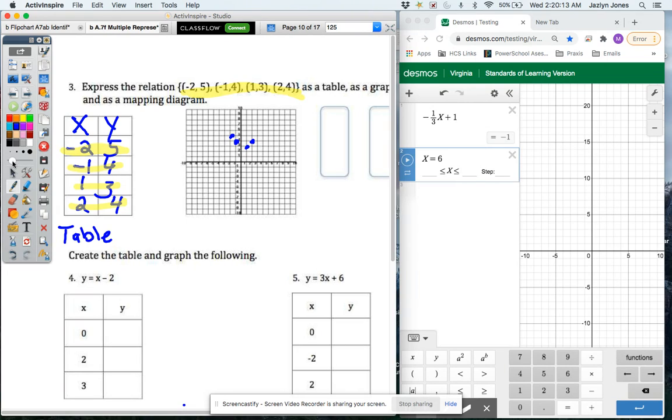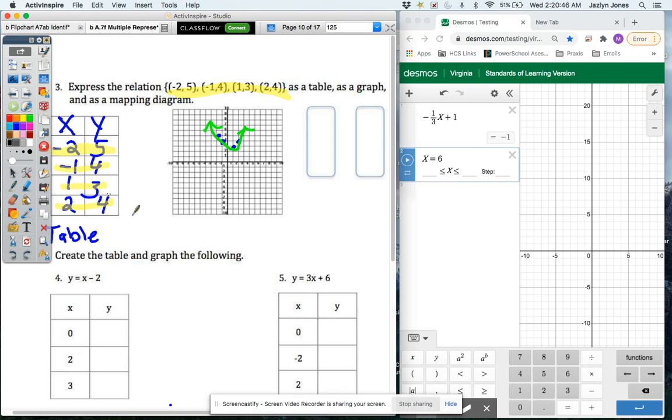Okay. So then we're going to take it, and it kind of looks like it was doing a U shape. So I'm going to connect all my dots. Looks like it was giving me that. And put a little arrows at the top. So then I move on to the next one.